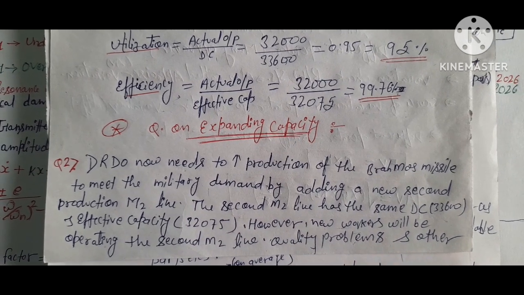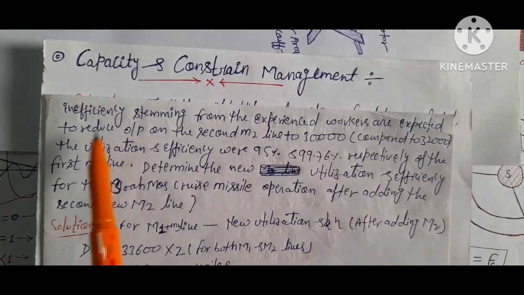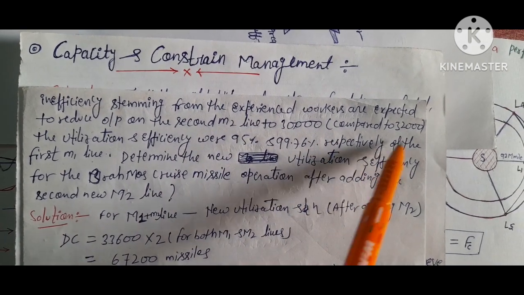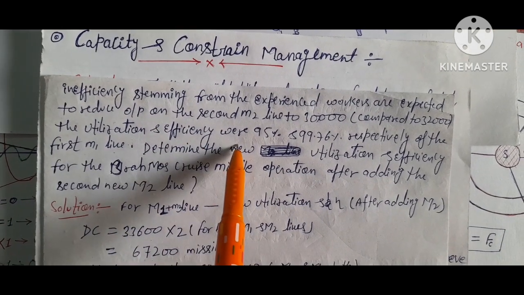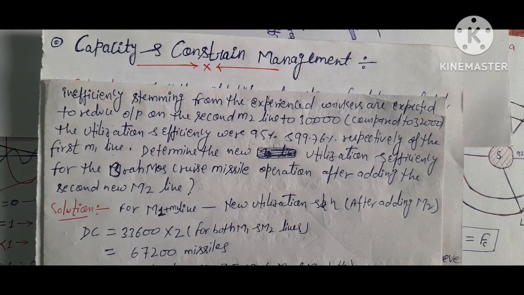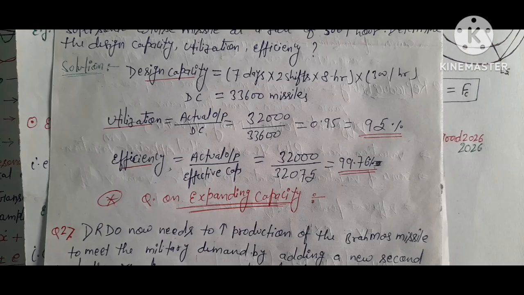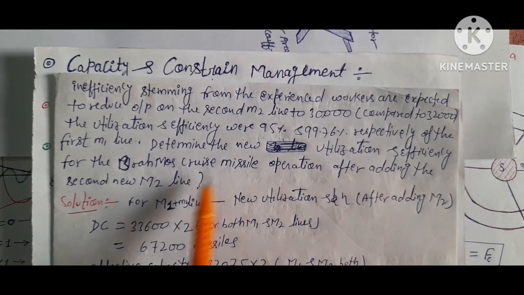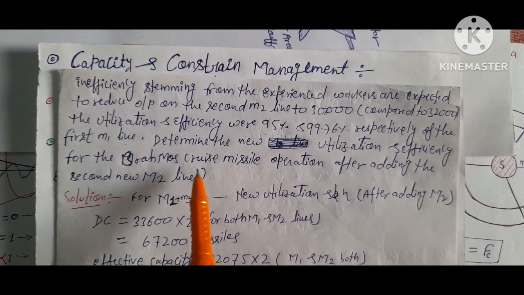Quality problems and other inefficiency stemming from the inexperienced workers are expected to reduce output on the second M2 line to 30,000, compared to 32,000 on the first M1 line. The utilization and efficiency were 95% and 99.76% respectively from the first question. This is 95% and 99.76%, taken from here. So determine the new utilization and efficiency for the BrahMos cruise missile operation after adding the second new M2 line.